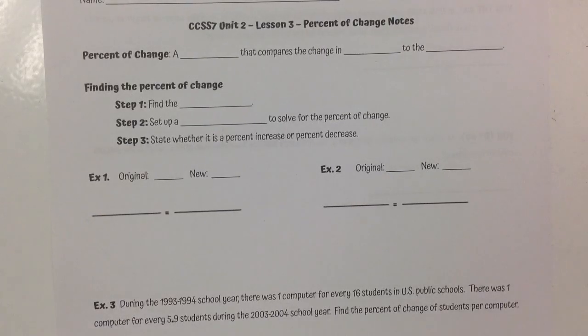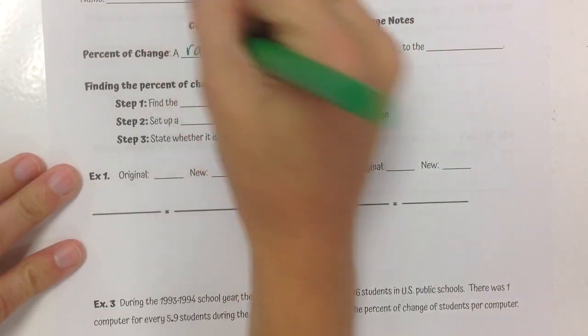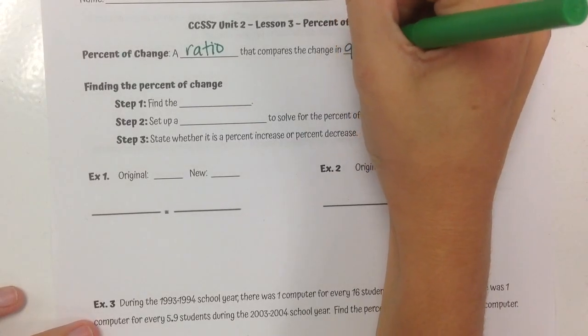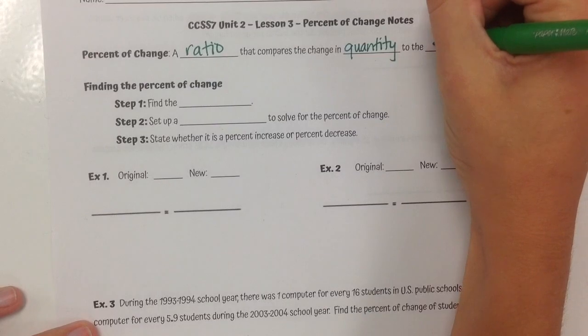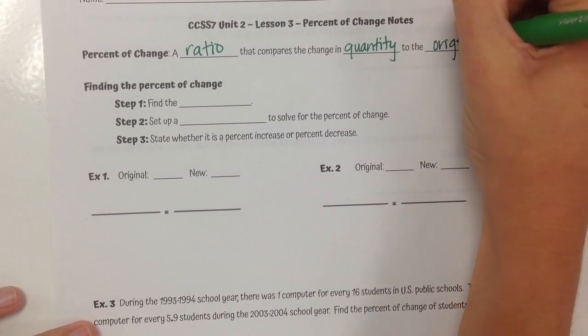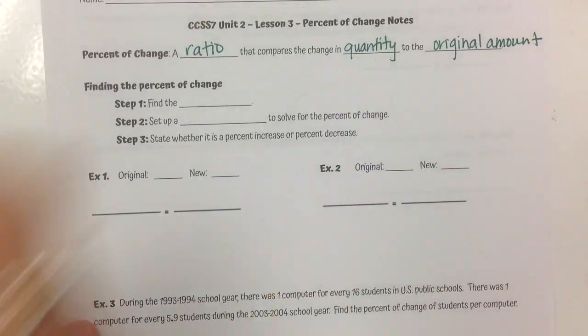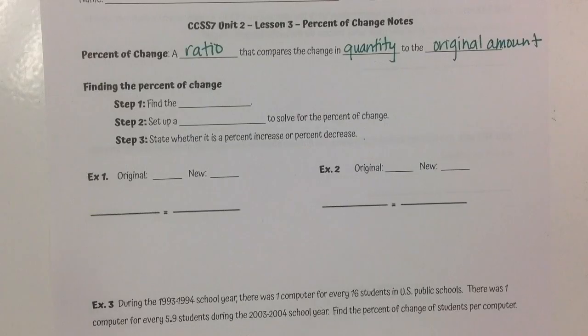Today we're going to talk about percent of change. So first off, percent of change is a ratio that compares the change in quantity to the original amount. Okay, and we express it as a percent.